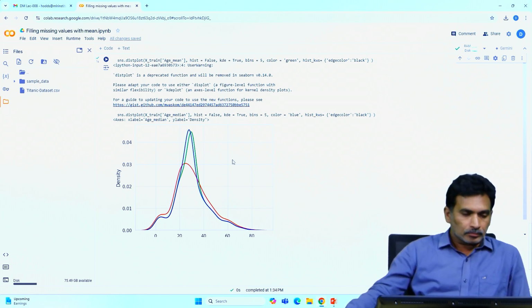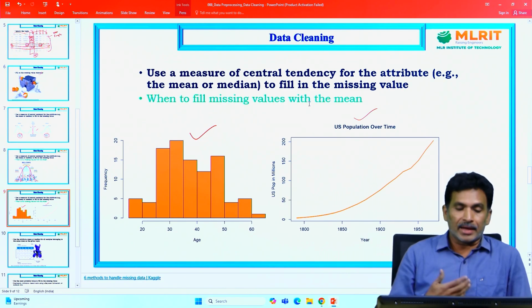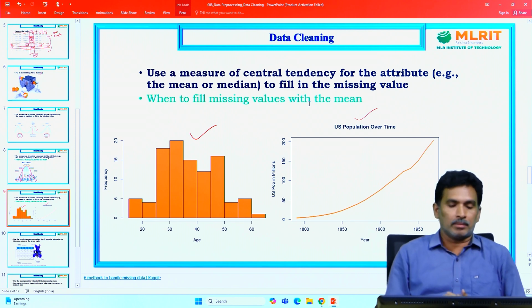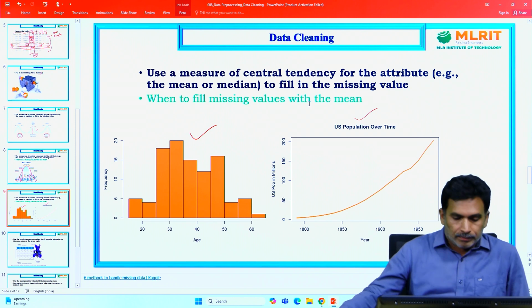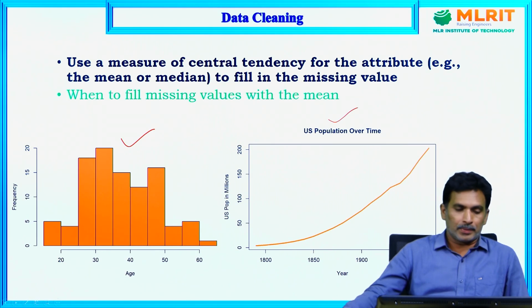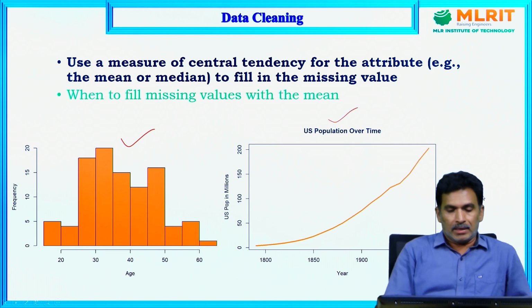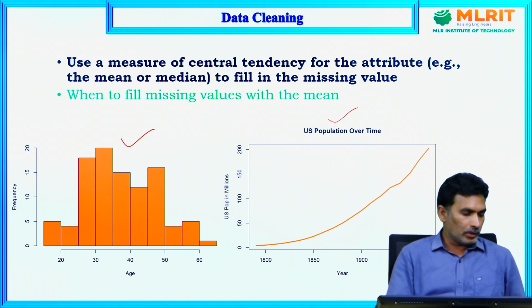So we have to apply any imputation method after doing some kind of analysis. We cannot simply randomly apply any method. We have to do some kind of analysis so that it would be more appropriate, so that we impute or predict the values which are very close to the real world data.